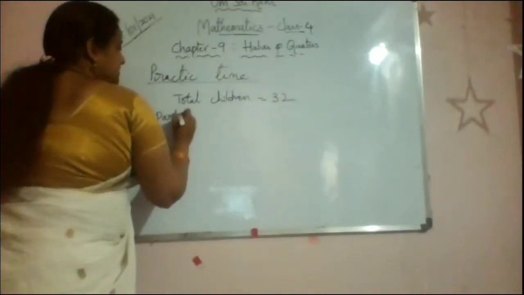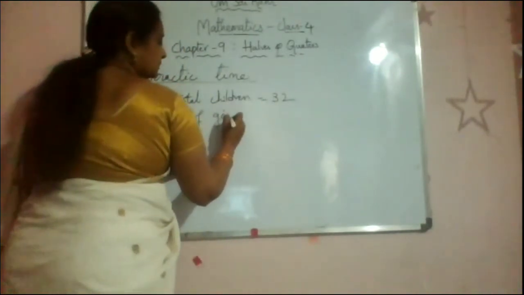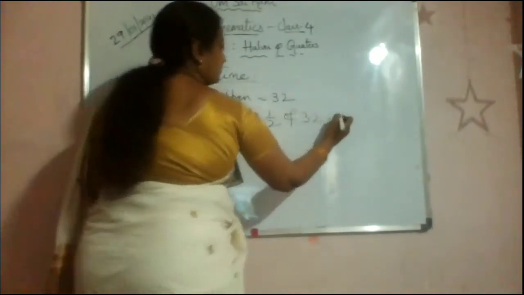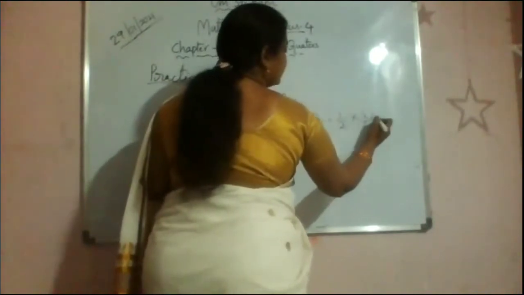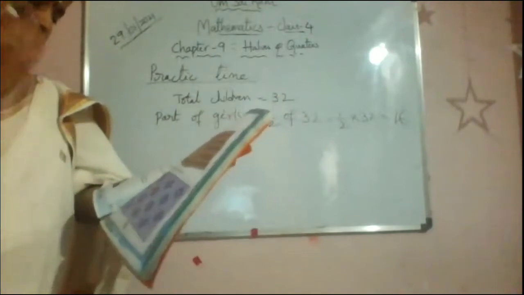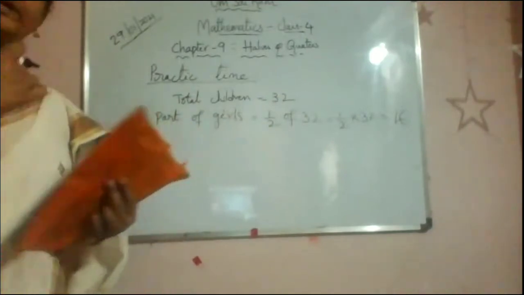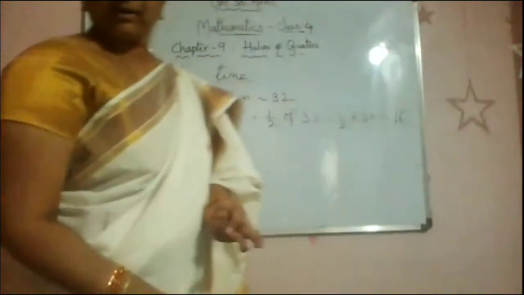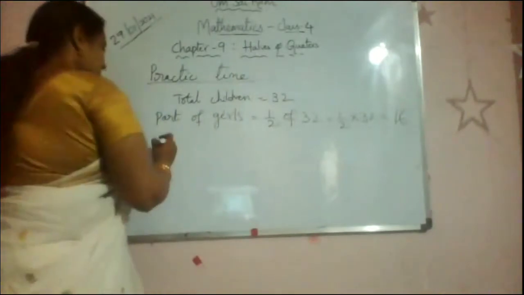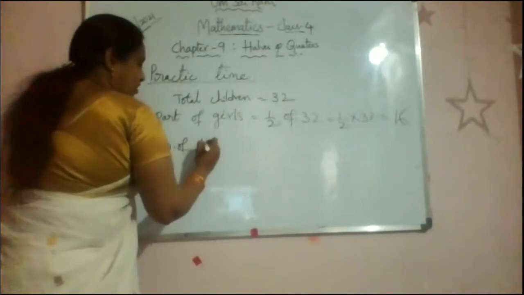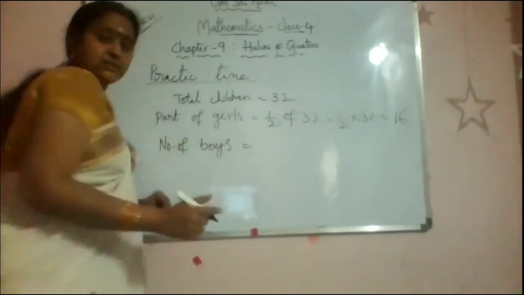Part of girls is half of 32. That means 16. Very good. So the remaining half of them are boys. So how many children are boys? From the whole, if half is 16, the other half, 16 children, are boys. Yes. So 16 girls and 16 boys. Very good, ma'am.